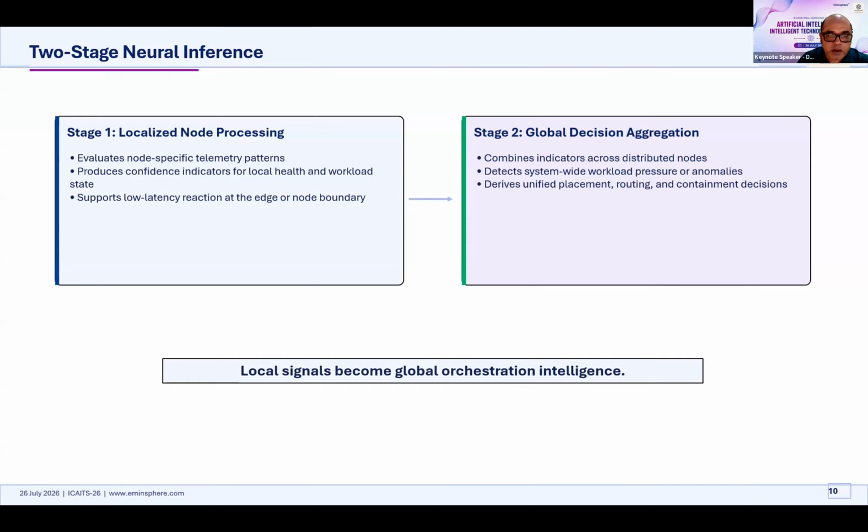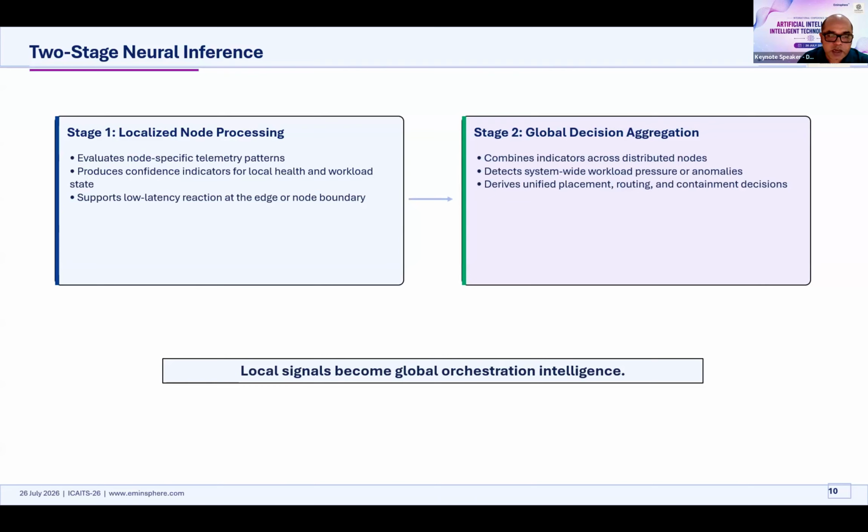A local environment does not necessarily need to wait for a single signal across the entire enterprise before identifying that something unusual is happening. The second stage performs global aggregation. Indicators generated by multiple nodes are combined to understand broader system conditions. This is important because a situation that appears abnormal from the perspective of one node may become significant when correlated with activity across many nodes.